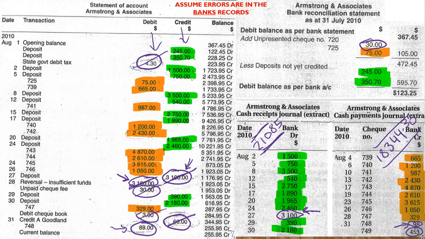So I've got $21,085 in cash receipts and I've got $18,344.30 in my cash payments journal. We're now going to take all that information and put it into our cash at bank account and our bank reconciliation.